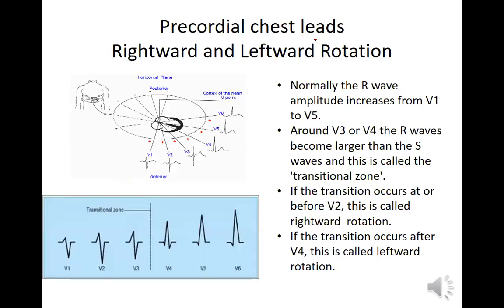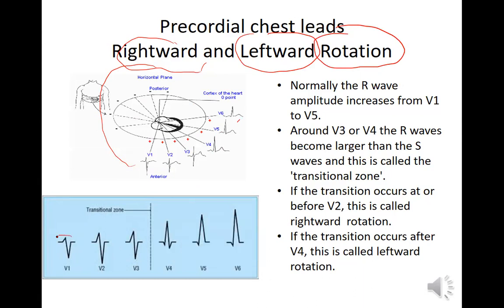Okay, so now we're talking about something different, ladies and gentlemen. Now we're in the horizontal plane, the transverse plane. Now we're talking about the precordial plane or precordial electrodes, V1 through V6, totally different game now. Now we're looking for rotation. Is it leftward or is it rightward? And that has to do with where the transition is.